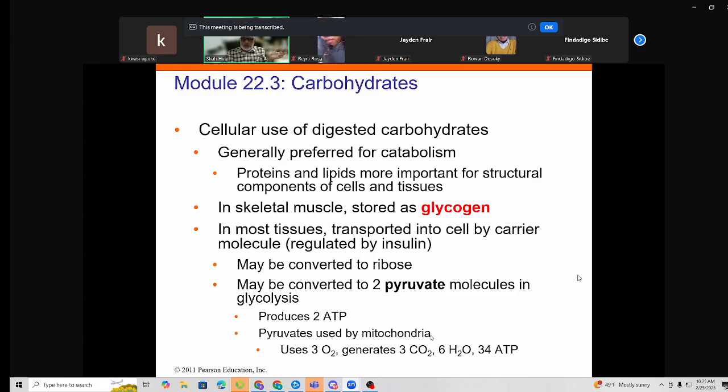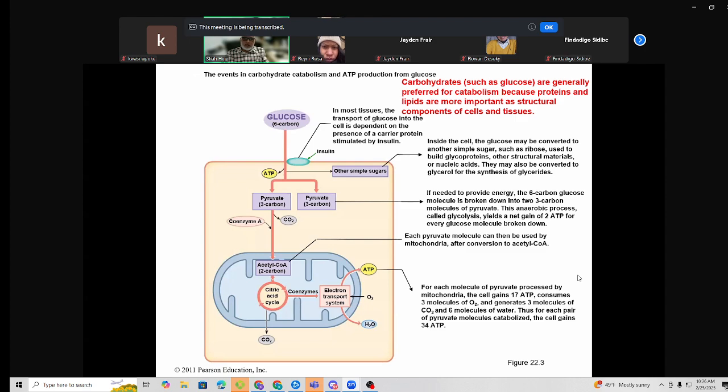And that will be producing the energy in the process of glycolysis. We will have only 2 ATPs there. Pyruvate is used by the mitochondria, uses oxygen, and generates 34 ATP ultimately. 34 and 2 make 36, if you add the ATP of the citric acid cycle.